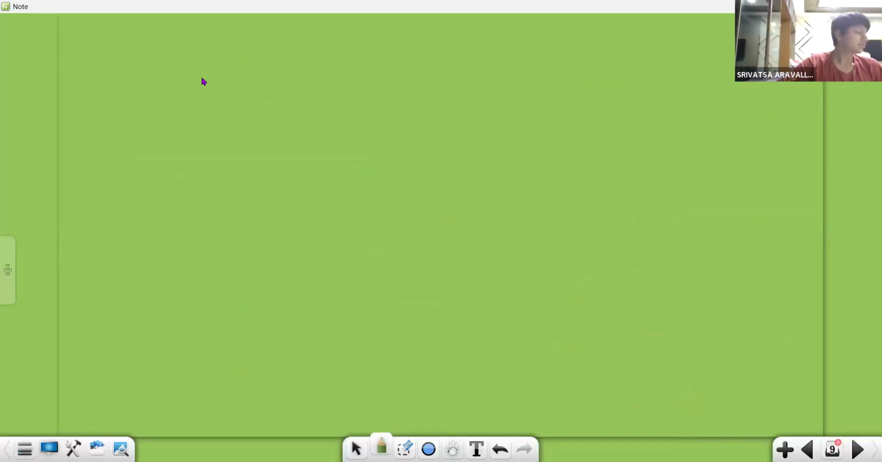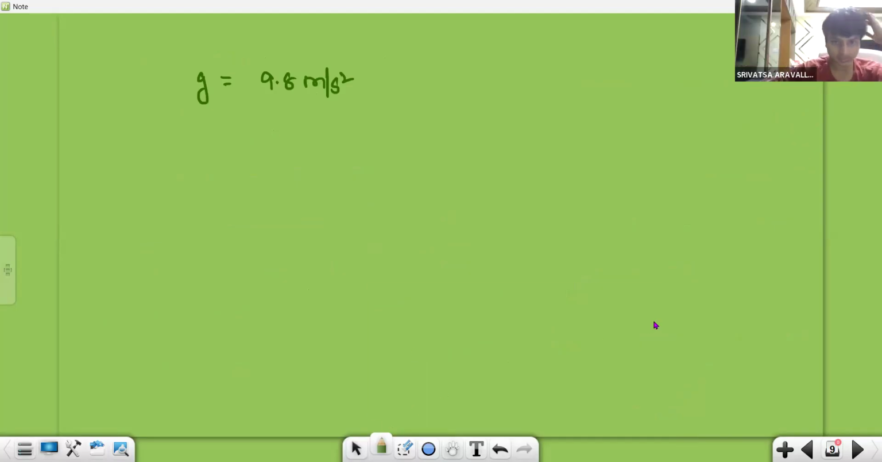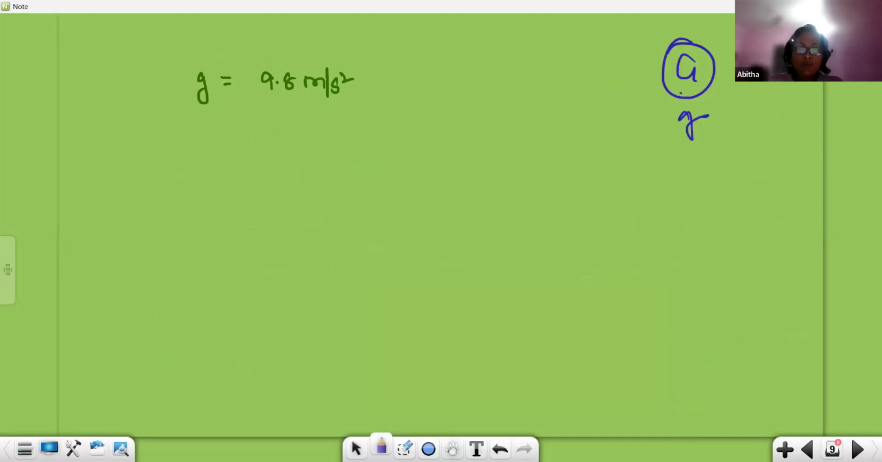So what is the value of g? g is going to be 9.8 meter per second square. Simply, whenever we do calculations, we use the value 10. So we have seen two values till now. One is the capital G value, another one is the small g value. So both values we should know.